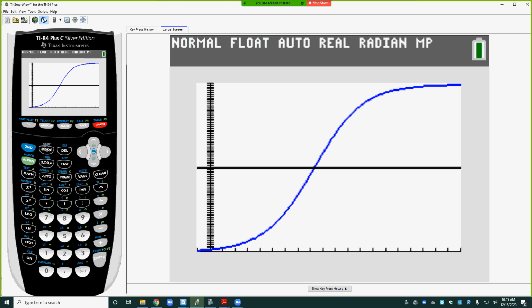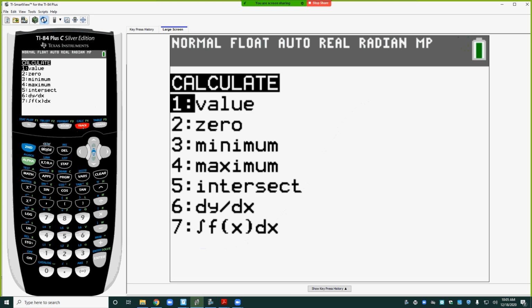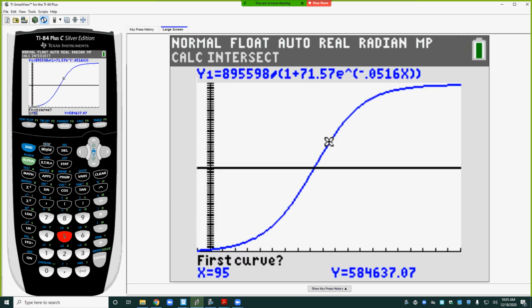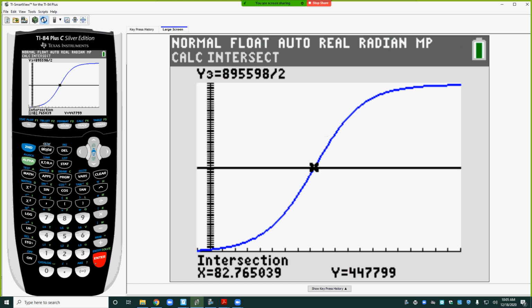All right. So I'm going to now do second trace intersect. The first curve, enter. The second curve is the line, enter. The guess, enter. And it tells us the intersection is 1982.765. And the population at that point was 447,799 people.